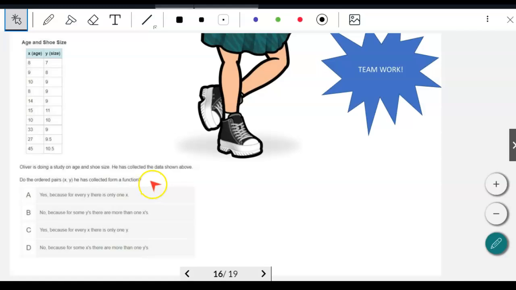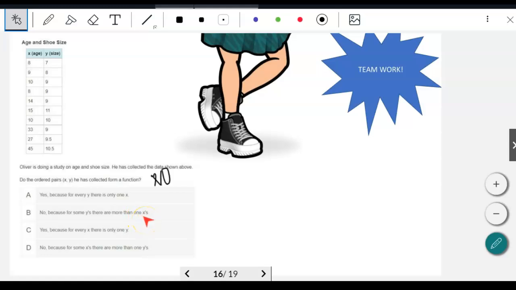All right, Oliver is doing a study on age and shoe size. He has collected the data shown above. Do the ordered pairs x and y he has collected form a function? Okay, so age, 8, 9, 10, 8. Those repeat. This is not going to be a function. So no, no, no. So let's see what answer would be correct. Yes, obviously no, that's not it. No, because for some y's there are more than one x's.